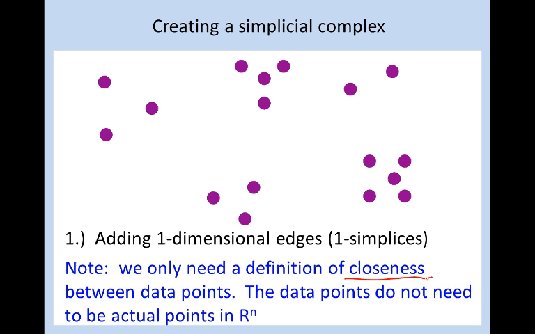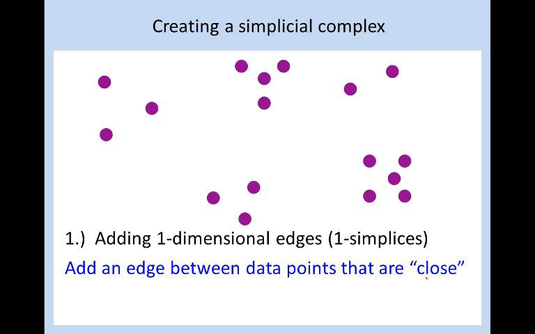So if two points are close, we connect them with an edge, but I put quotes around the term close because we don't have to use the standard Euclidean distance. Any idea of closeness that is relevant to your application will do. For example, correlation is often used. We don't even need an exact definition of distance or an exact distance. We just need to know when to connect two vertices with an edge and when we don't want to. The definition of closeness will depend upon the application.